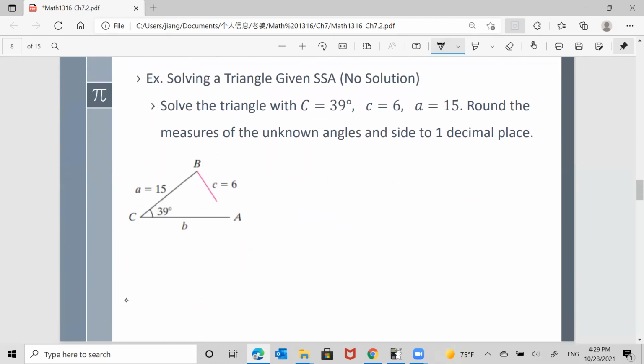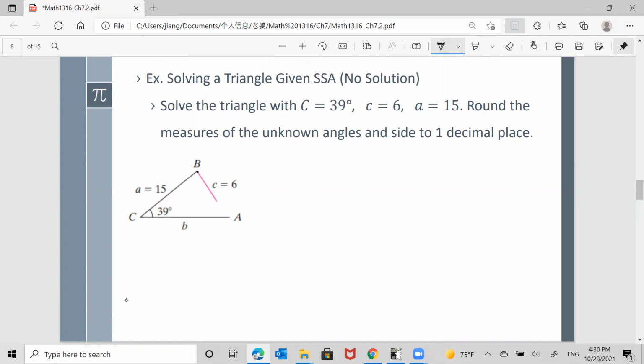So let's see, solving a triangle given SSA, no solution. So what's the meaning of no solution? That means the c is so small. If I use the c as a radius, center at B, I rotate the small leg, there's no intersection with CA. That means there's no solution for this triangle. Let's see, why is there no solution?